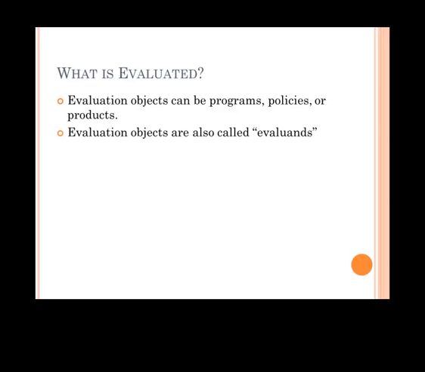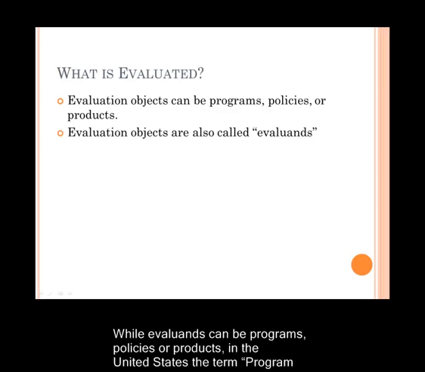So what sorts of things do we actually evaluate? In general, we evaluate programs, policies, or products, like textbook series or curriculums. In the U.S., though, the term program evaluation is used generically to describe evaluations of all three of these kinds of objects. We don't generally talk about product evaluation or policy evaluation separately from program evaluation. We lump them all together into the same field. Evaluation objects are also called evaluands, so you might come across that in the evaluation literature, so just be aware of that word.